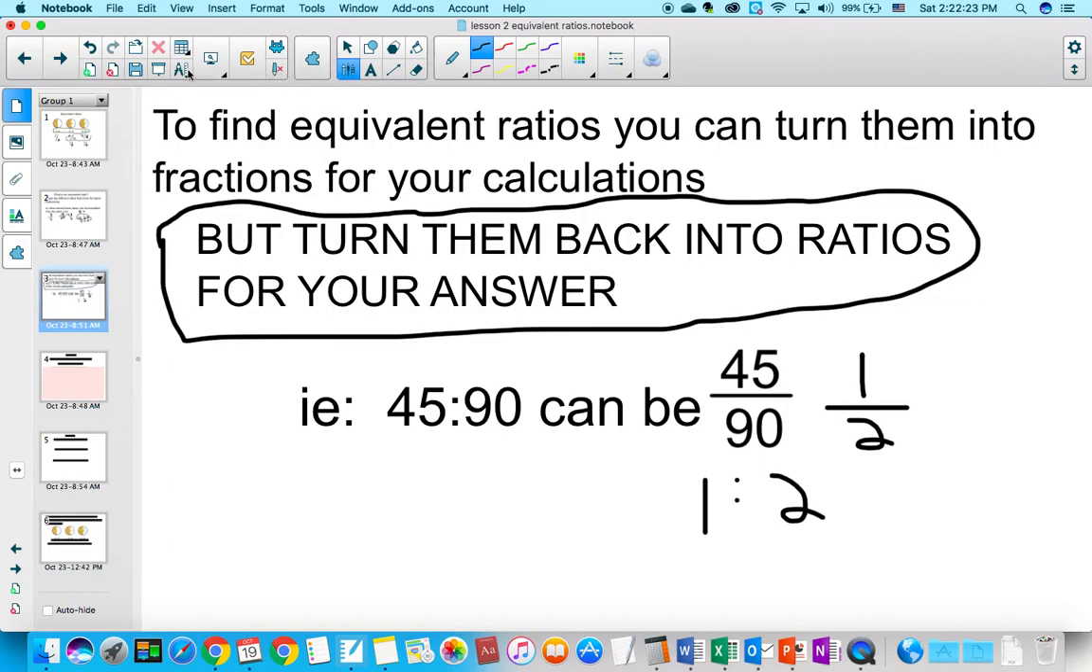Let me just fix that. It's kind of terrible looking right there. I just fixed that colon. There you go. So 1 to 2. And so you can say that these two ratios are the same, just like how these two fractions are the same. And they are equivalent. They represent the same relationship.